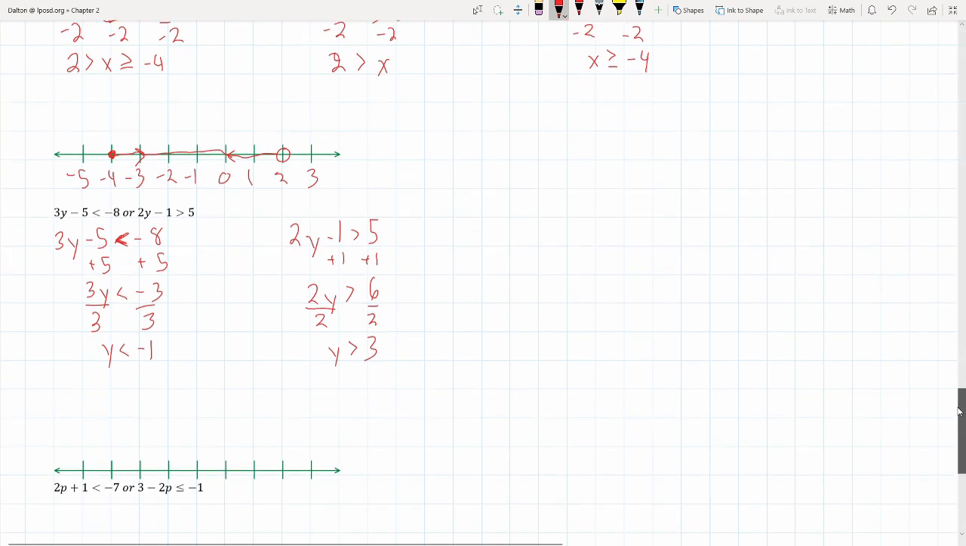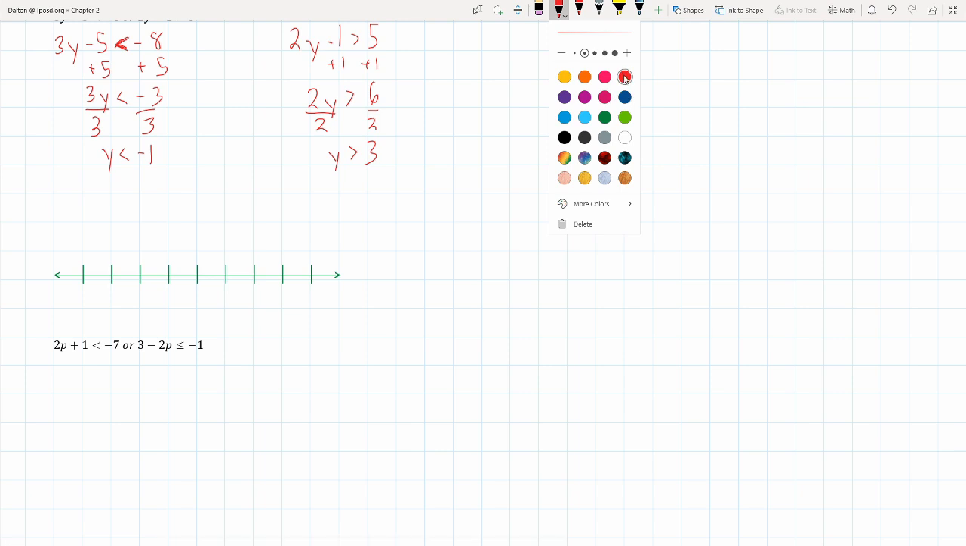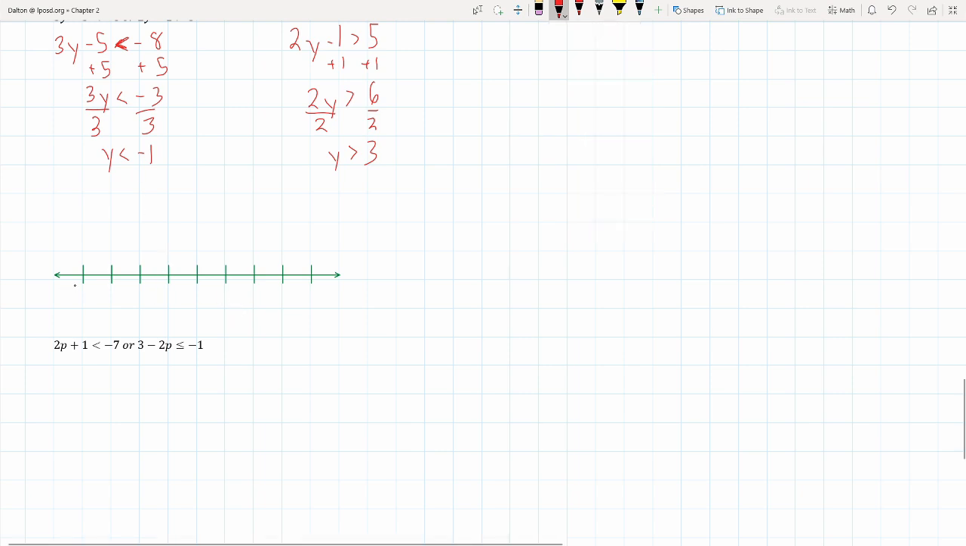So now I'm going to graph it. Let me give myself just a little bit of space here. Negative 2, negative 1, 0, 1, 2, 3, 4, 5, 6. The first one says y is less than negative 1. So I'm going to put an open dot at negative 1 because there's no equal sign. And what's a number that's less than negative 1? Negative 2.